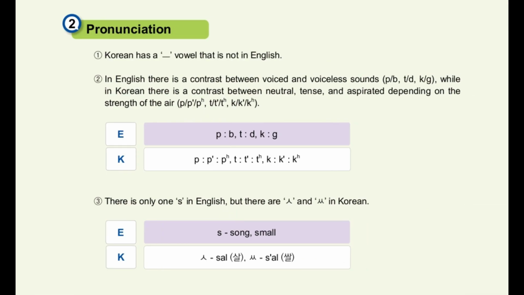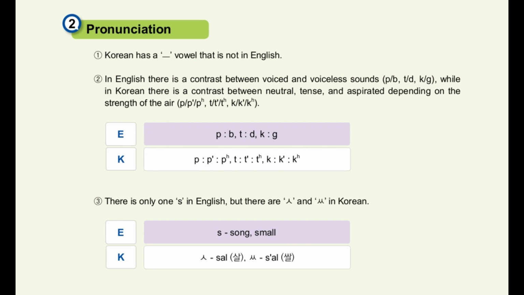Number 2. Pronunciation. Now it's time to talk about pronunciation. Have you ever thought about the sounds that aren't in English? Well, there are also sounds in Korean that aren't in other languages. Number 1. The first sound that's only in Korean is a vowel. It's almost like the schwa sound in the, but it's a little bit different.